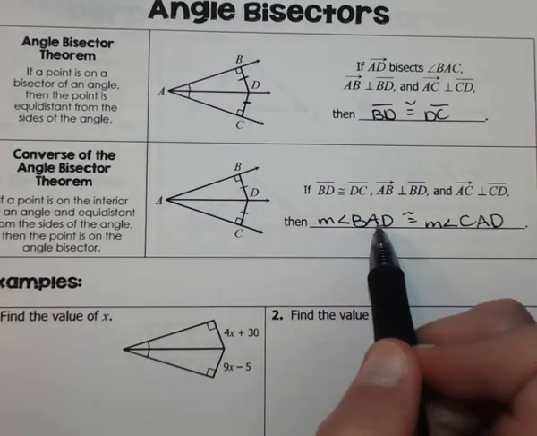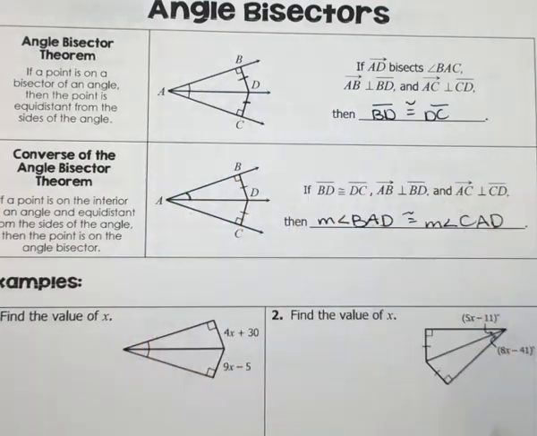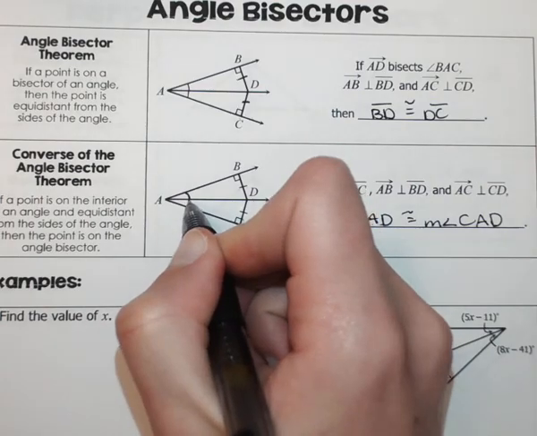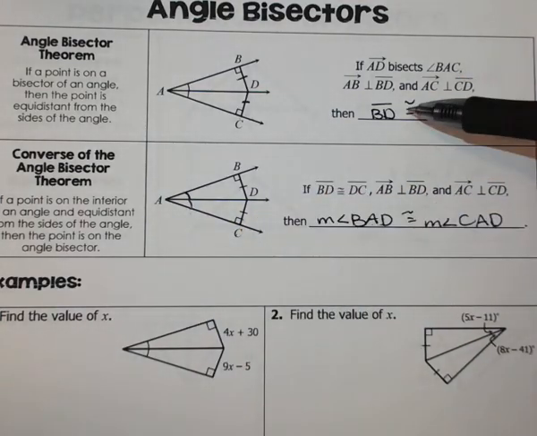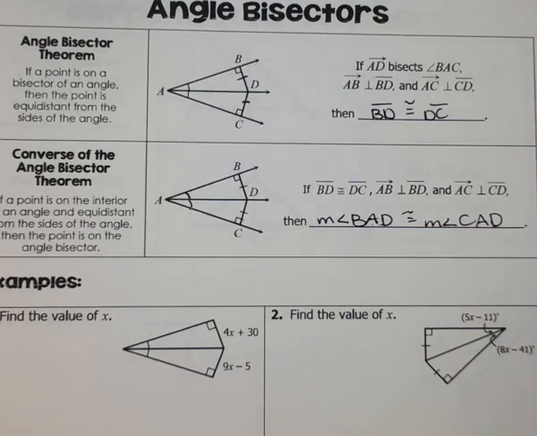So how did I write these? Follow the letters in order. BAD is this top angle here. CAD would be this angle here. So this is the same theorem, it's just written backwards on the second one. Alright, so the problems you'll see with this.